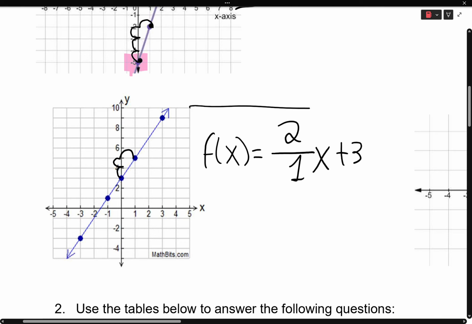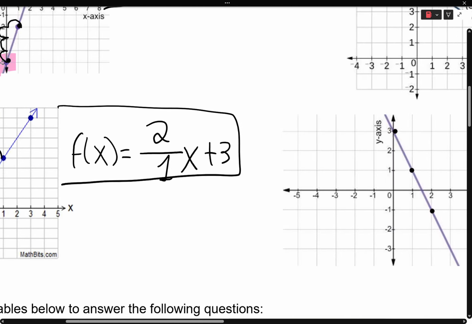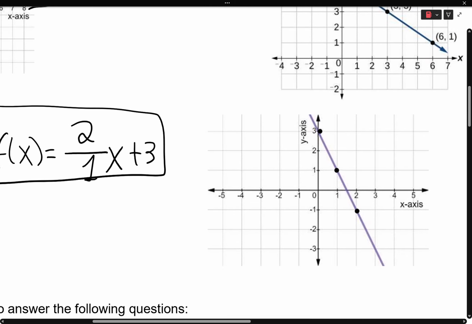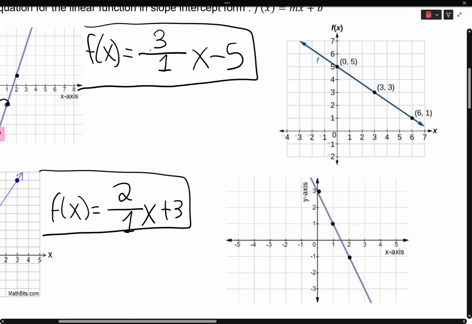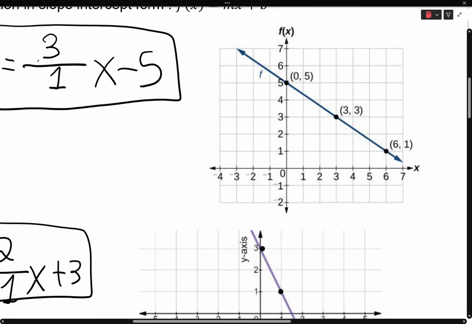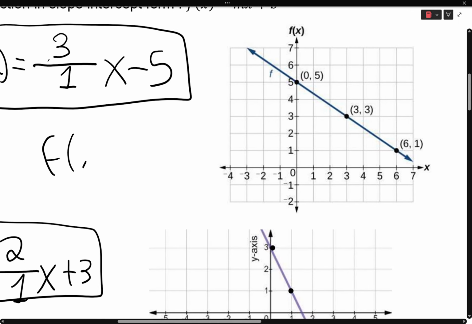Let's go to the top right now. All right, top right. F of x equals fraction. Ooh, it looks like this time I'm going down instead of up. I'm going down to -2, and to the right 3. And my y-intercept is +5.